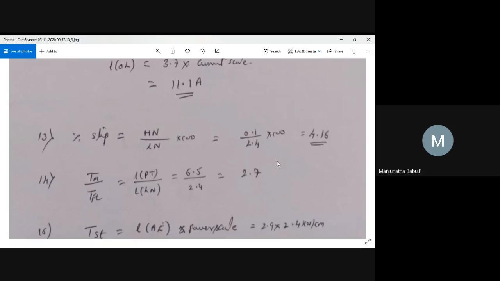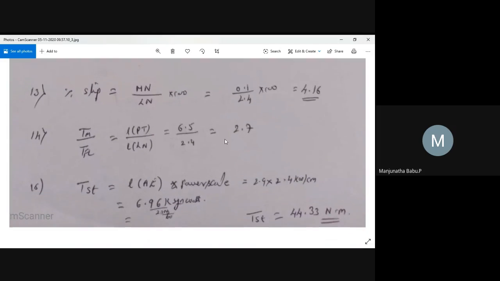Next, the ratio of maximum torque to full load torque. So for maximum torque, as per the procedure we consider PQ, but here I am considering it as PT. So length of PT by length of Ln. The length of PT will be 6.5. The length of Ln is 2.4. If I calculate, the ratio will be 2.7. That is, the maximum torque will be equal to 2.7 times that of the full load torque.